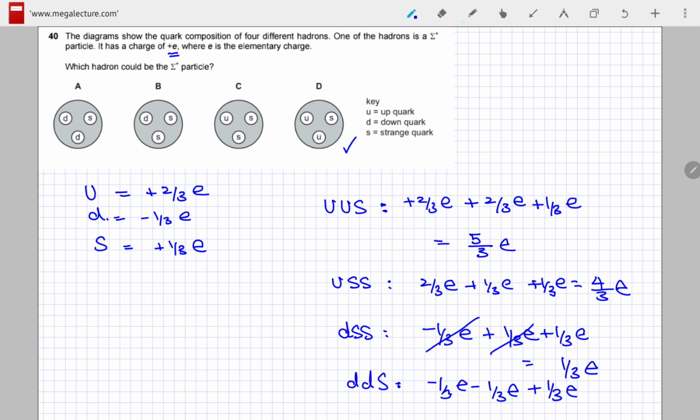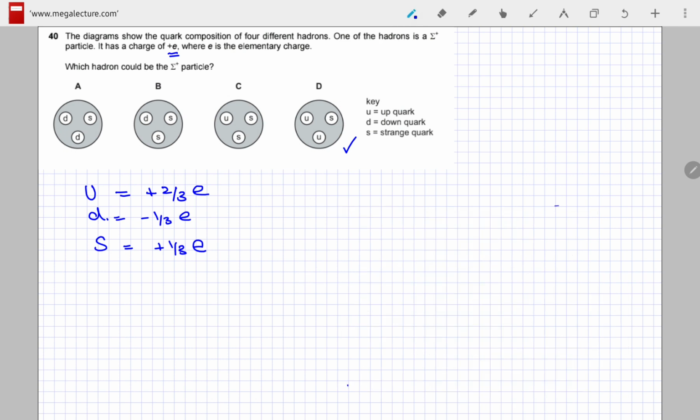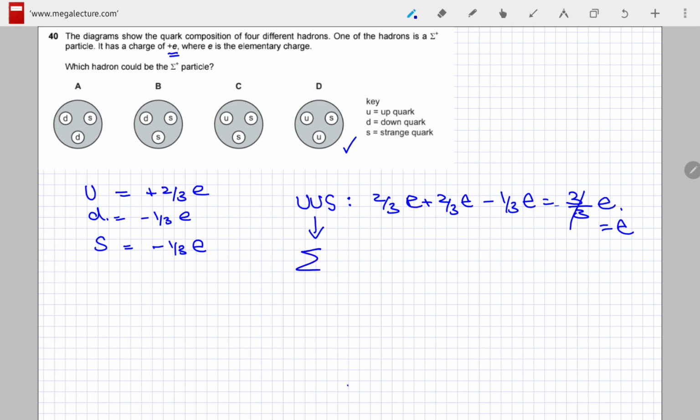Right, so actually there is a problem over here, and that is in the strange quark. That's not plus 1 by 3 e, that's actually minus 1 by 3 e. So let's fix that very quickly. Now let's try this one, UUS. That's 2 by 3 e plus 2 by 3 e minus 1 by 3 e. So this gives me 3 by 3 e, which is equal to e. So this has the elementary charge e, and therefore this UUS could be the sigma plus particle. So the correct option would be option number D.